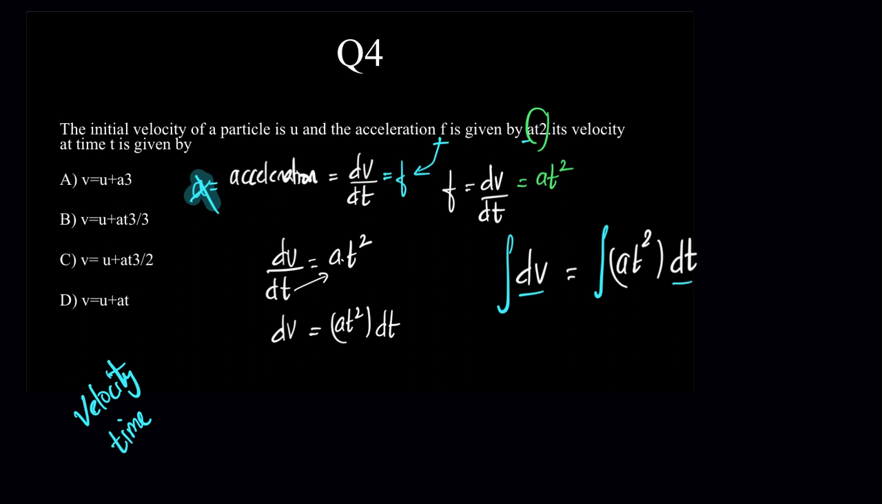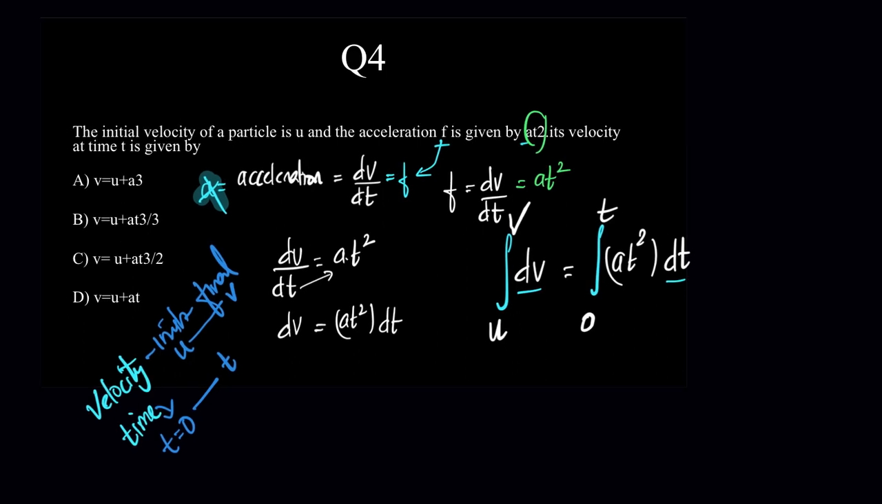Now how will the velocity vary? The velocity will vary from the initial velocity to the final velocity. What is the initial velocity? The initial velocity is u. What is the final velocity? It is v, which means the velocity will vary from lower limit u to final limit v. How will the time vary? The time will vary from the starting time of observation, which is basically t is equal to 0, to any time t is equal to t at any instant of time, which means the lower limit of time will be 0 and upper limit for time would be t. Now the integration is a straightforward task.